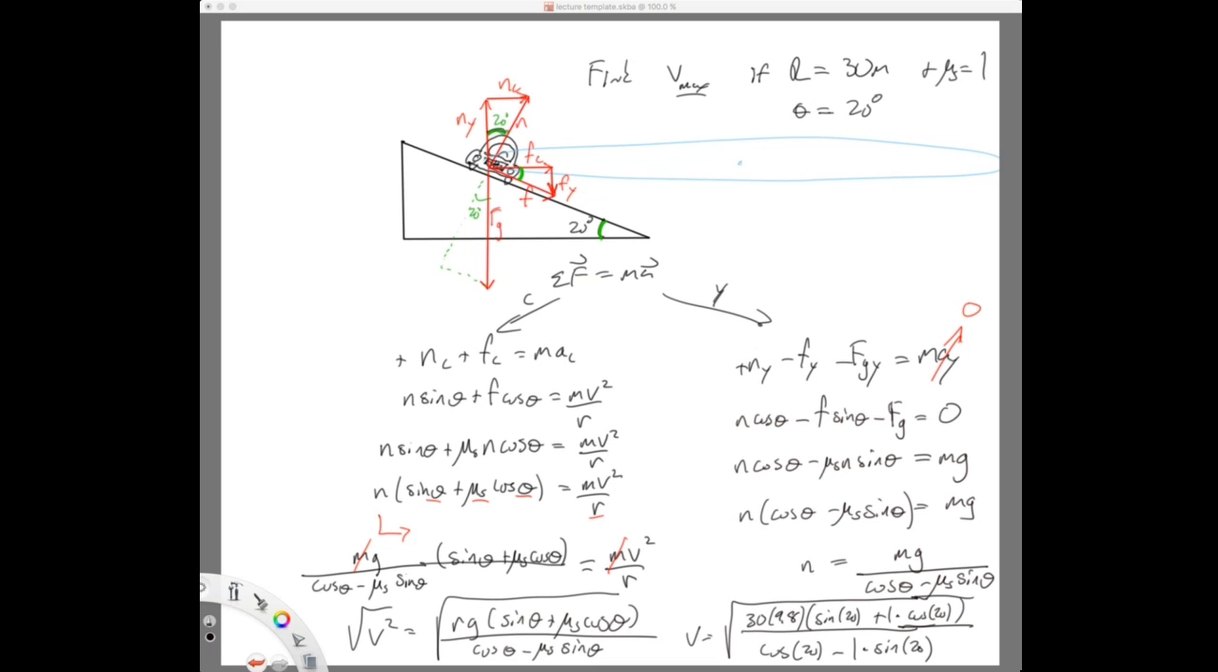Sorry, having a little trouble with my calculator here. Okay, I got, let me use a different color here. 25.1 meters per second.